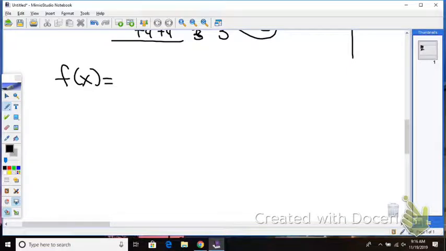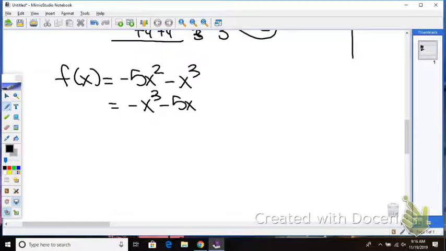F of x equals negative 5x squared minus x cubed. First thing I would do is write this in standard form. So I would rewrite this as negative x cubed minus 5x squared. What's our end behavior going to be for this one? Up, down. Okay, you guys finish this as best you can. Let's see what happens with the other one.